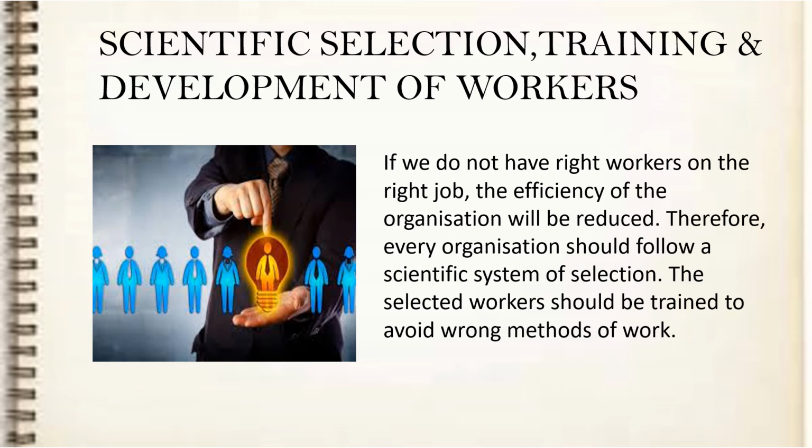Scientific selection, training, and development of workers is another principle. There should be a scientifically designed process for the selection of workers. Physical, mental, and other requirements should be specified for each and every job, and workers should be selected and trained to make them fit for the job. If we do not have the right workers on the right job, the efficiency of the organization will be reduced. Therefore, every organization should follow a scientific system of selection. The selected workers should be trained to avoid wrong methods of work.